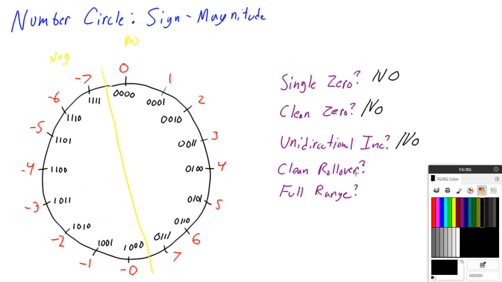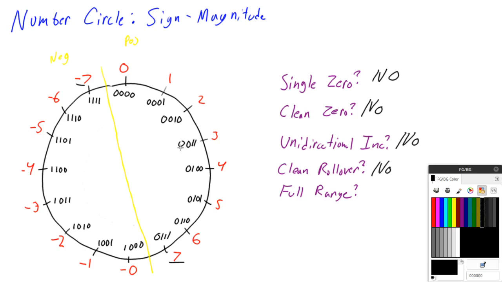A clean rollover. For a clean rollover, what we look for is if our max is next to our minimum. And it looks like our max is here and our minimum is here. So they are pretty much as far away as possible. So we don't have a clean rollover.